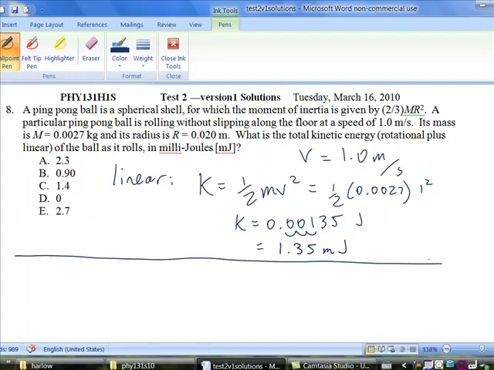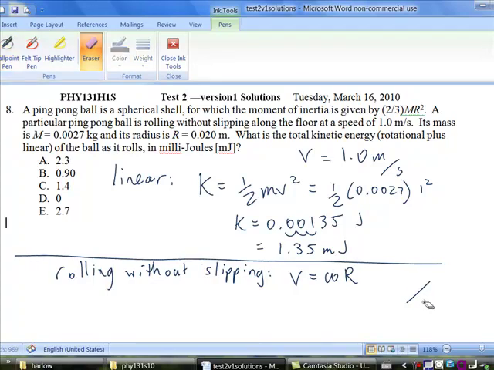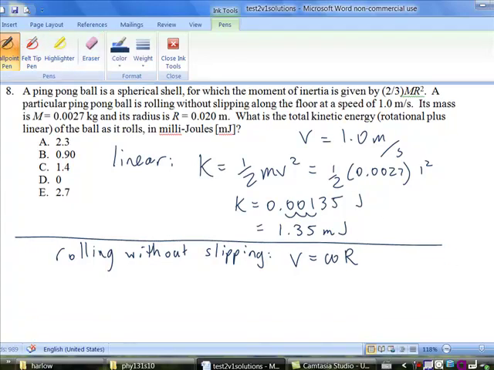Now the rolling. We're going to have to say that it's rolling without slipping. That has a condition: the axle is moving the same speed as the tangential speed of the edge of the wheel relative to the axle. So, saying that again, v equals omega times r is the condition there. We know v and we know r, so we can solve for omega. Omega is equal to v divided by r.